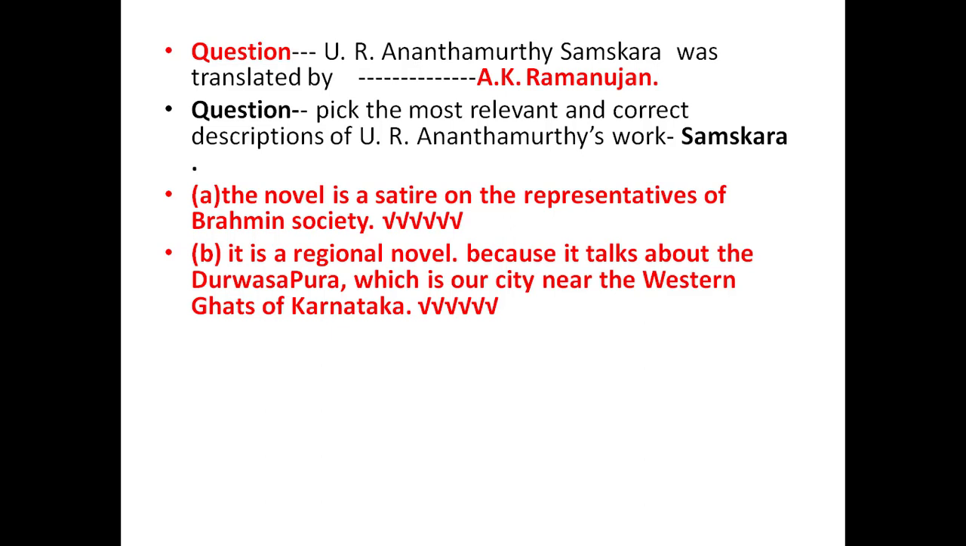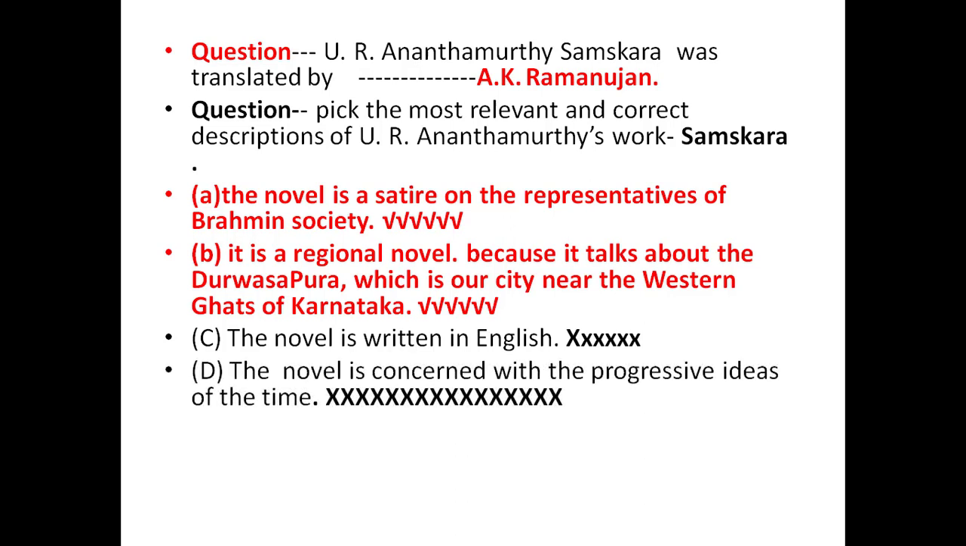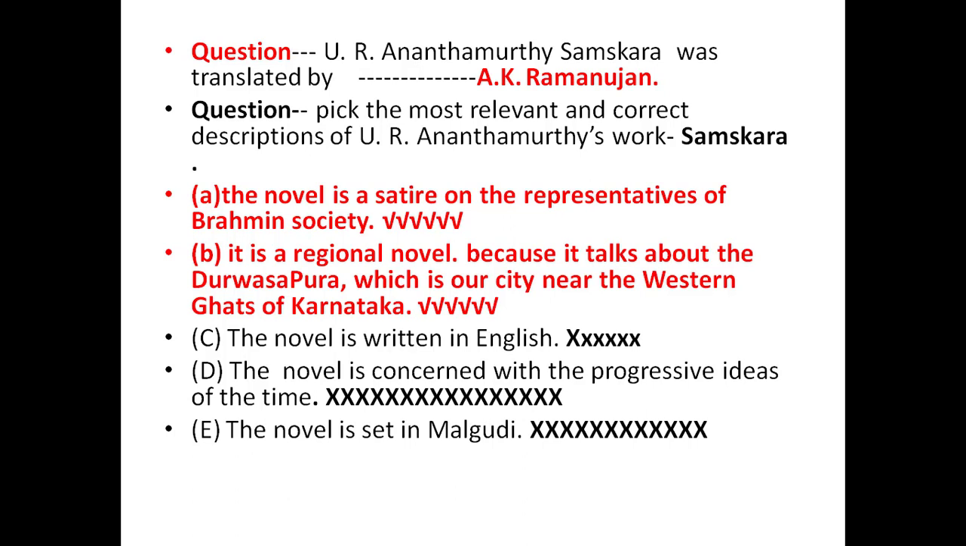Now the incorrect ones are, the novel is written in English. No, it was written in Kannada language. The next option is, the novel is concerned with the progressive idea of the time. No, it doesn't talk about progressive ideas, whereas it actually talks about traditional and orthodox views. And the last option is, the novel is set in Malgudi. This is also incorrect because the novel is set in Durvasa Pura. So this is the most important work written by U.R. Anandmurthy.